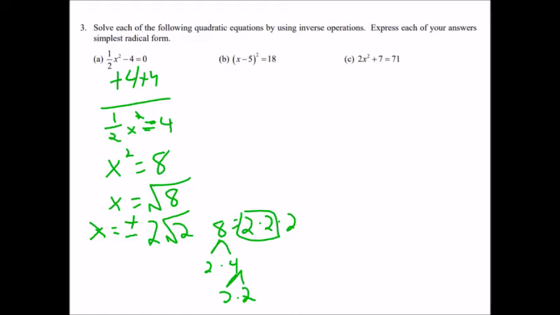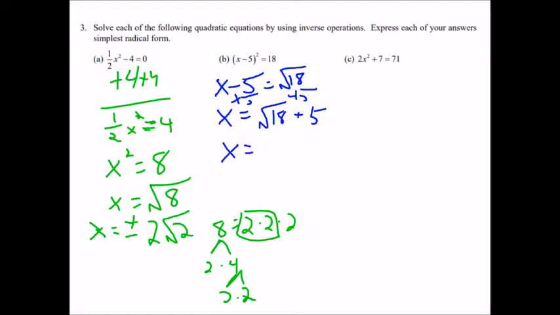All right, for letter B, so this is number 3B, because this is in parentheses, I'm going to do x minus 5 and then take the square root of the other side. So my answer is going to be, I'm going to add 5. I'm sorry, skip that step. It's the square root of 18 plus 5.